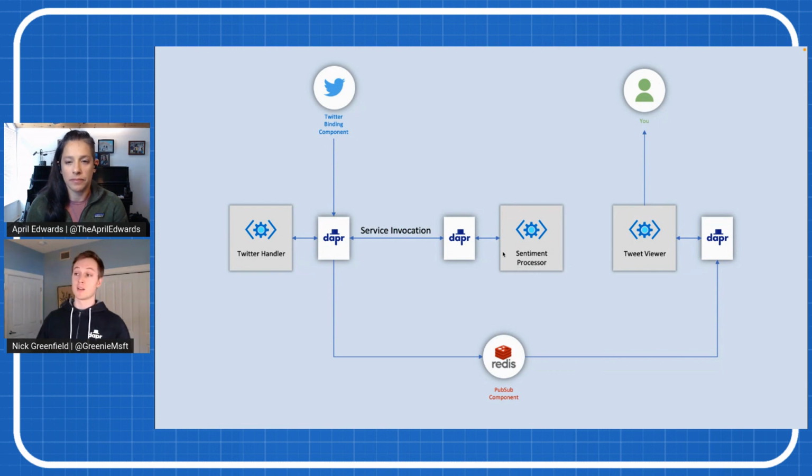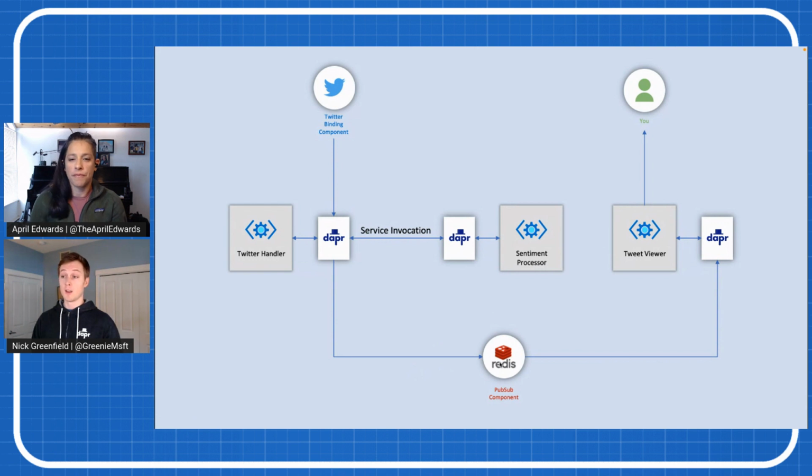And then once that sentiment analysis has been complete, it sends it back and passes it into this Redis PubSub component that I have running locally, where the front end tweet viewer is able to pull those tweets out and show them in real time. So this is a simplified version of how that application is running. When I'm running this app on my local machine, I run each of these, the Twitter service, the Dapr sidecars, and then I have a Redis container that's just running locally through Docker Desktop.